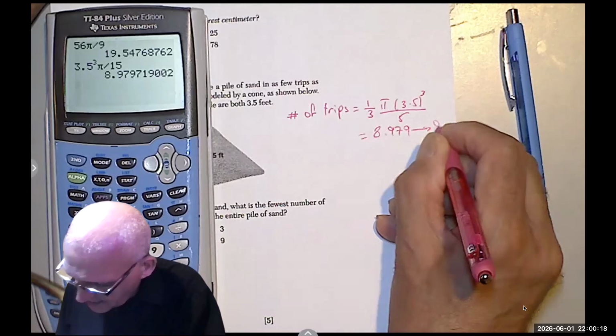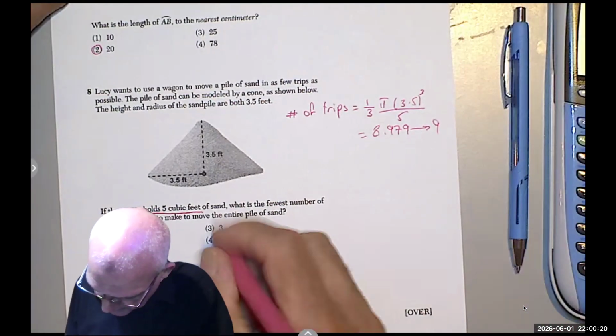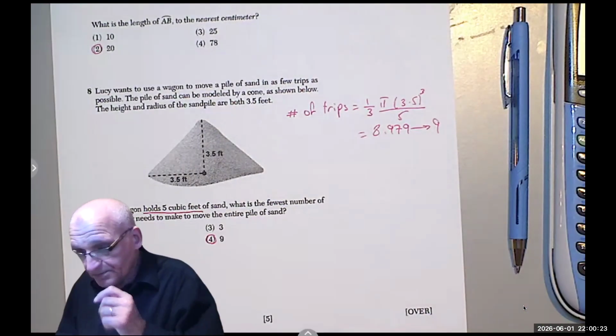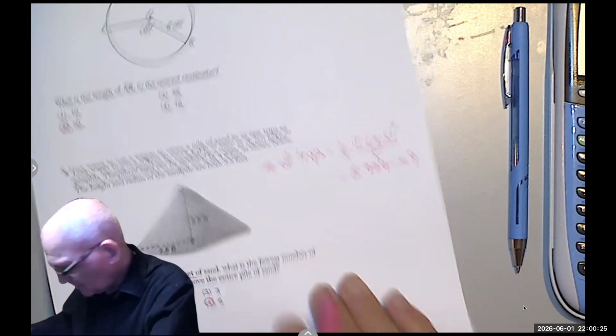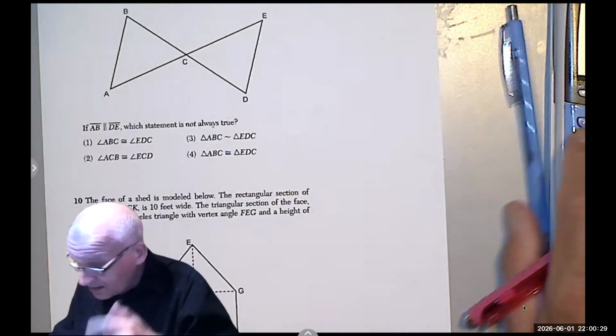8.979, meaning 9 trips. 9 is number 4. That's the least number of trips. Okay, so far we haven't encountered any tough problem.